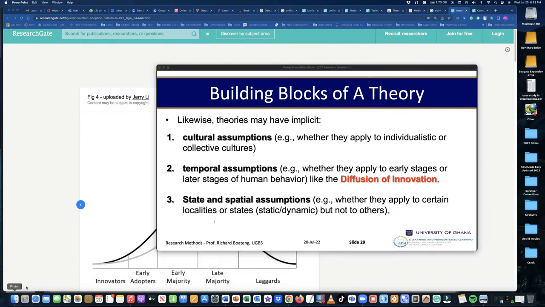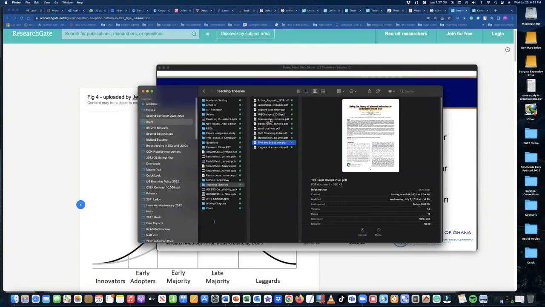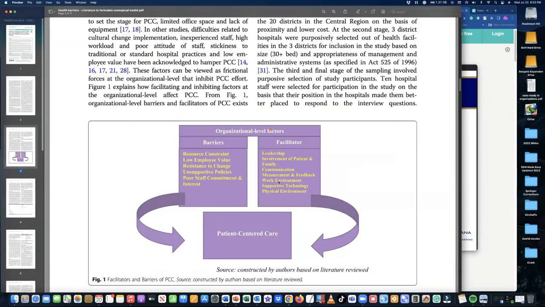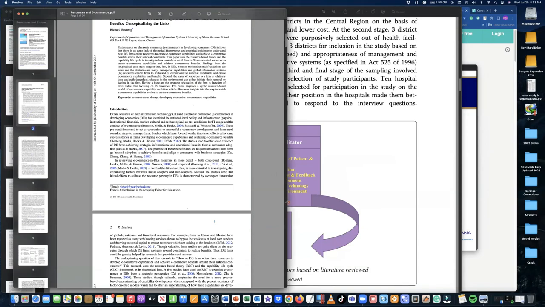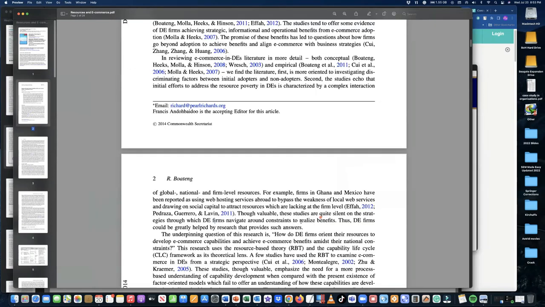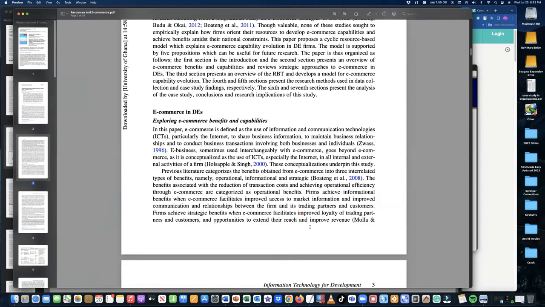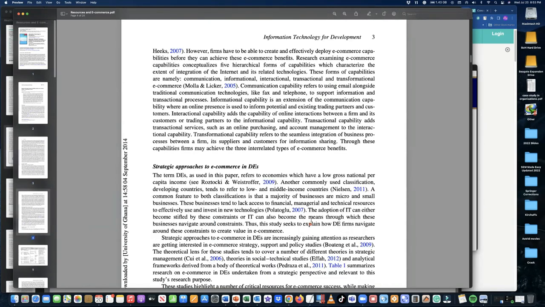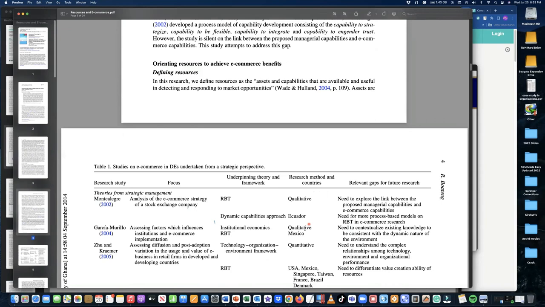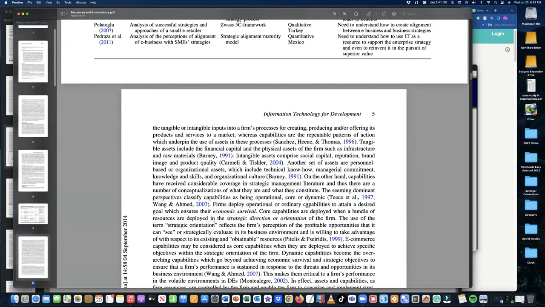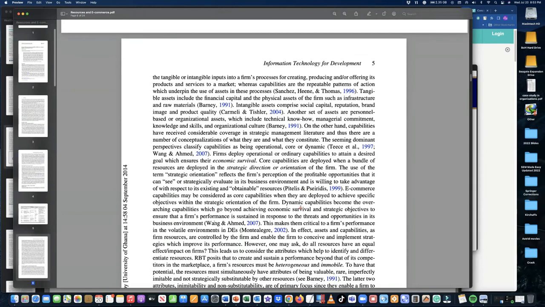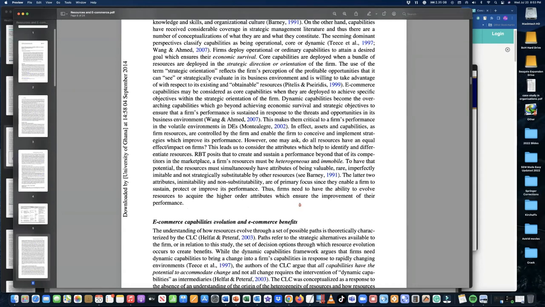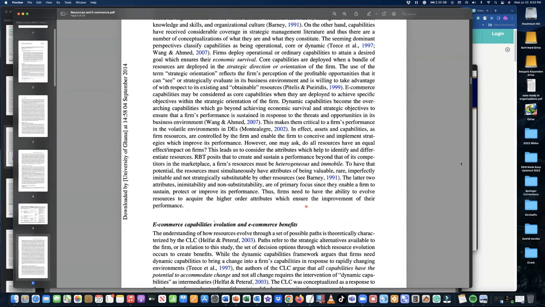So if we take the theory like this, which I used to write this paper, let's look at the theory. The theory says that there are variables that govern resources, and those variables make the resource either more valuable to the organization or not. I think I need a diagram.